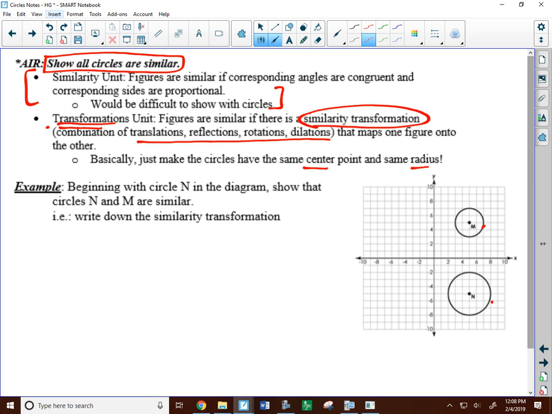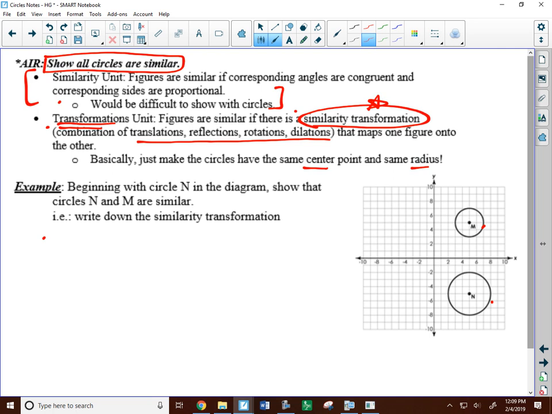Okay, so again, all circles are similar, but showing unit 4 would have been a little bit tough with all the sides. So we do a similarity transformation. And that's all I want you to do. This is sometimes called a transformation proof. Okay, but it's not really a two-column proof. It is simply writing of similarity transformation. This is all it is.